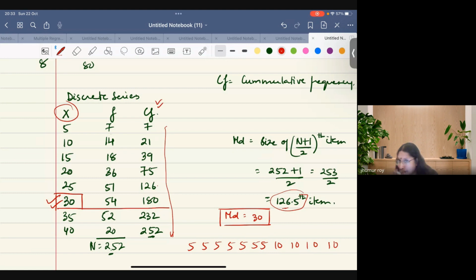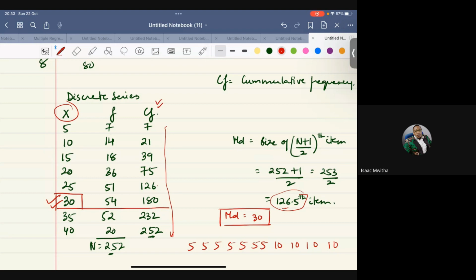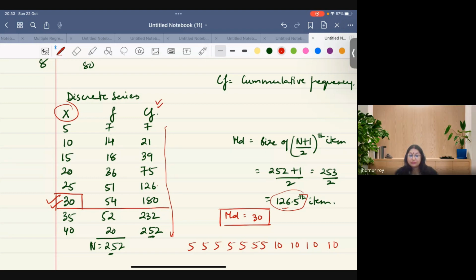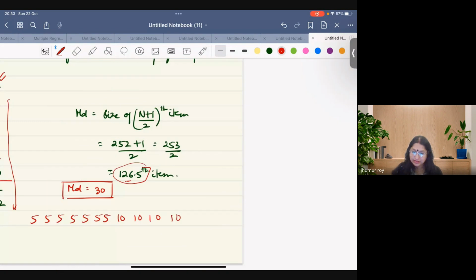Is it clear, Isaac? Yes, it's clear, ma'am. It might look like it is down, but it is not down, because if you see, it is being repeated the maximum number of times. I'll do one more question on this so that you can understand.